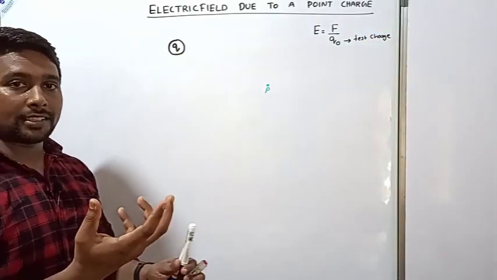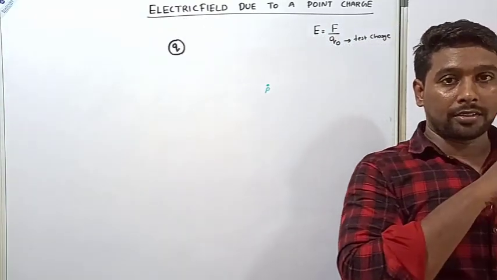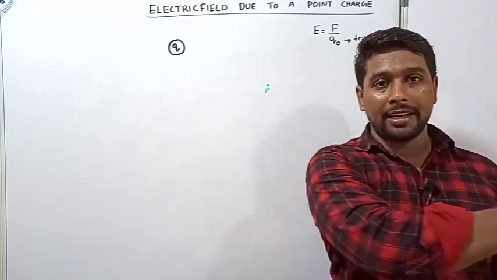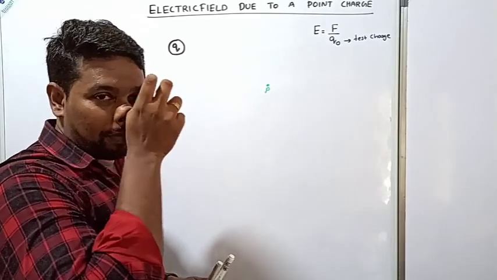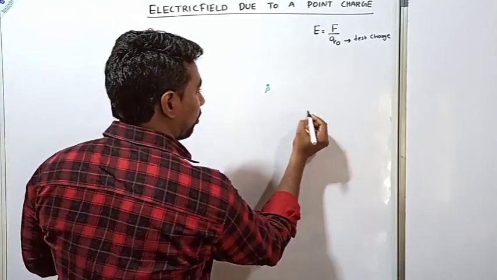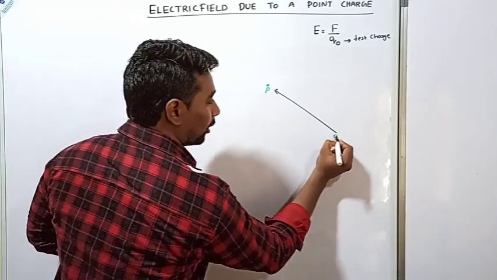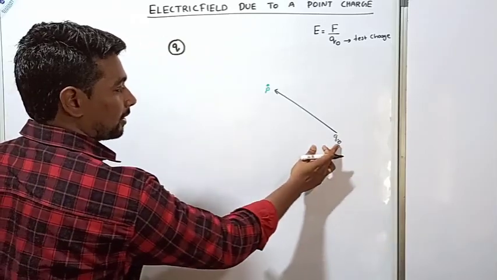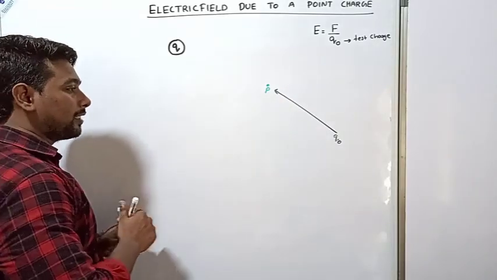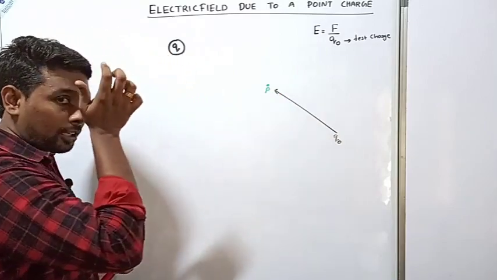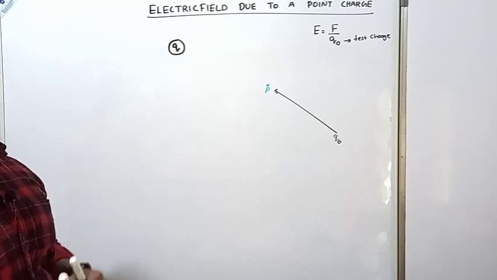I am bringing the test charge from infinity. Infinity basically means from a far point. From a far point I am bringing a test charge towards this point P, which is the Q naught. I am bringing this Q naught to this point. That means this Q naught experiences a force here due to this charge.